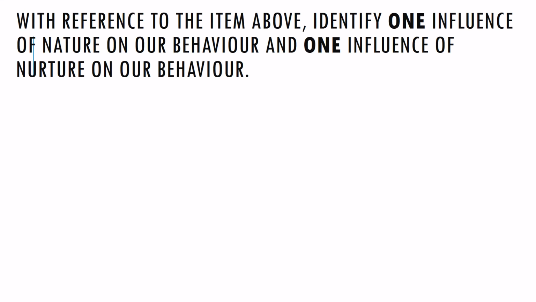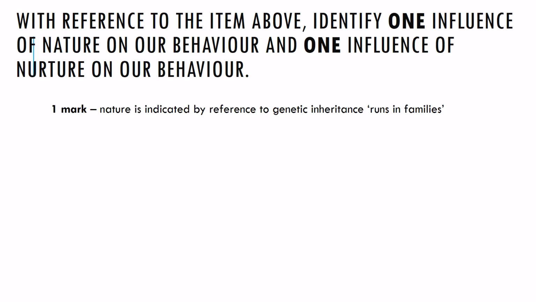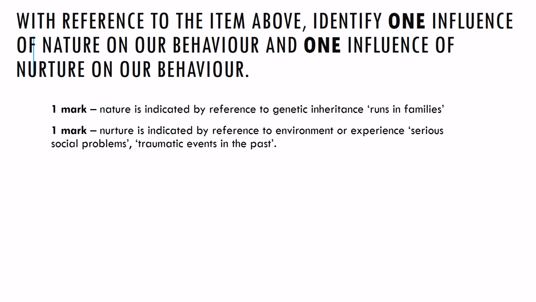Okay. Question 2b, you were absolutely fine with. Almost everybody, I think, got question one correct with the multiple choice. That was brilliant. With reference to the item above, identify one influence of nature on our behaviour and one influence of nurture. That was 2 marks. The key mistake, if anyone made a mistake, is they didn't keep it simple. It's a 2 marker and people wrote 3, 4, 5 sentences. It's 2 marks, 2 sentences. So you just go 1 mark, nature is indicated by the reference to genetic inheritance running in families. 1 mark, nurture is indicated by the environment, such as serious social problems or a traumatic event in the past. Done. That is it. So 2 marks, keep it simple.